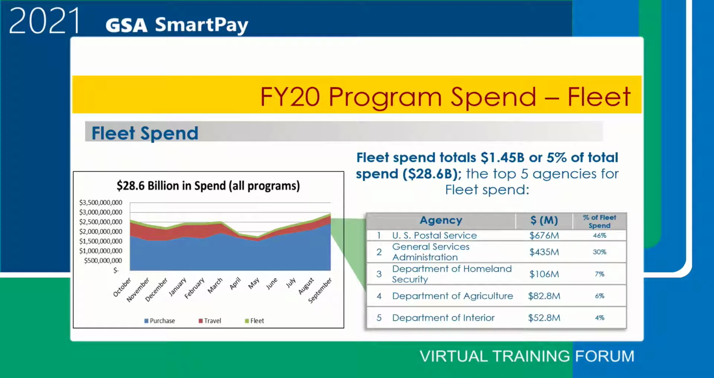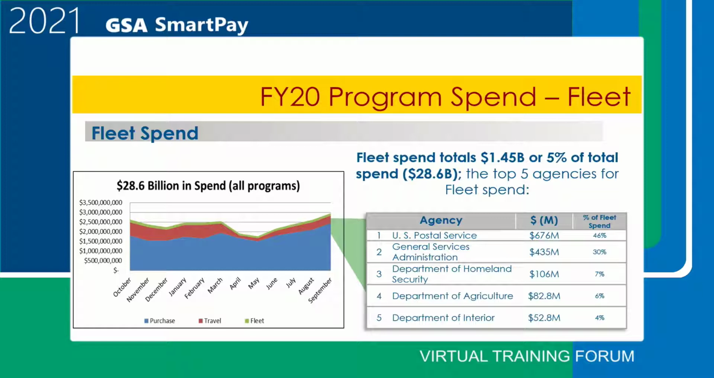All right, so fleet specific here. Again, you see on the left the overall chart. The green little layer at the top there is the fleet spend. Fleet doesn't make up a whole lot, about 5% of total spend, and that's been pretty constant through the past years. So 1.45 billion of that 28 billion comes from fleet. The top 5 agencies that make up the majority of that spend: Postal Service, as you'd expect. GSA makes up 435 million of that, and that all comes from the lease fleet, right?